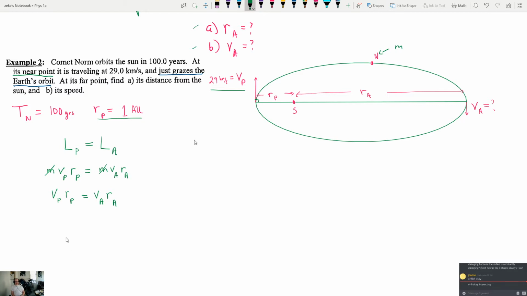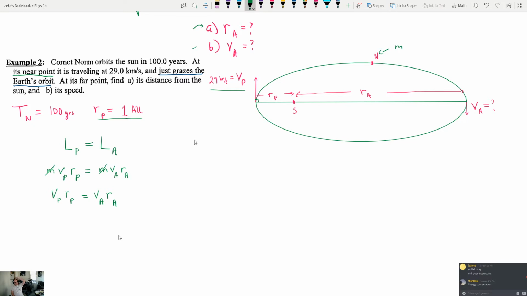What else do we know about this system? Can anyone figure out how to find RA? I kind of hinted a little bit about how you do this a second ago. Did anyone figure that out over the break? How do you find RA if we know what RP is? Yes, energy conservation, Tom. That's exactly right. That's the other thing we're going to use.